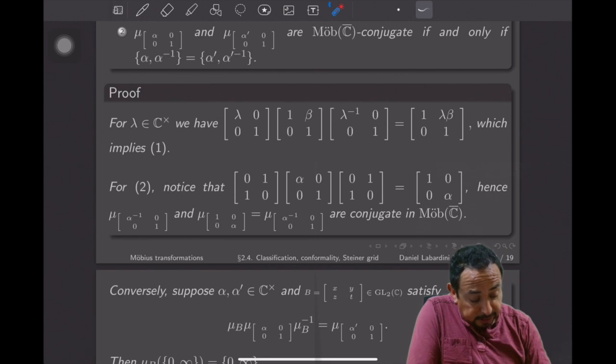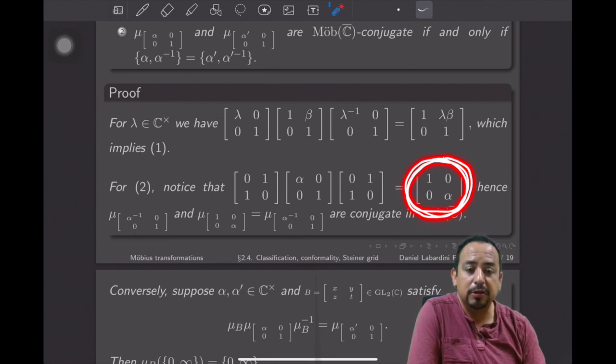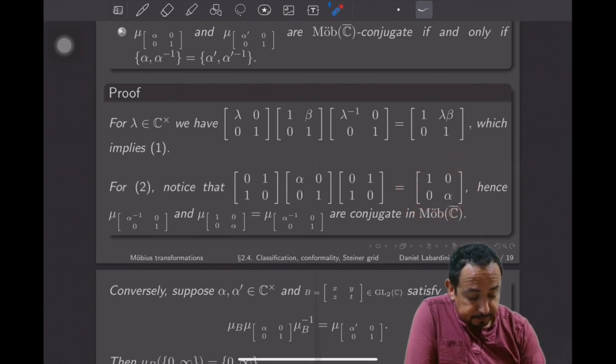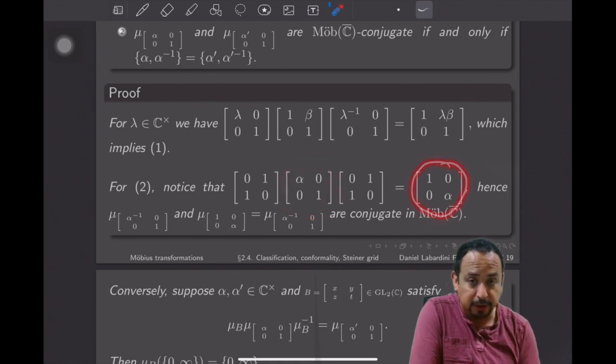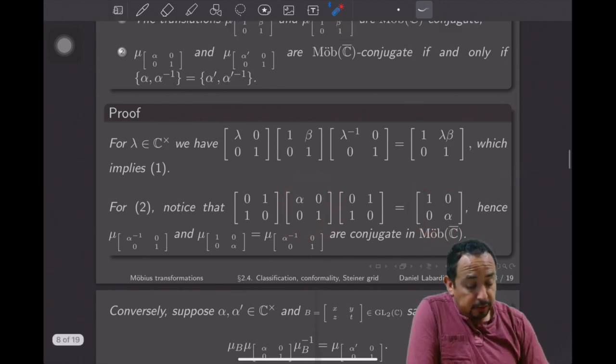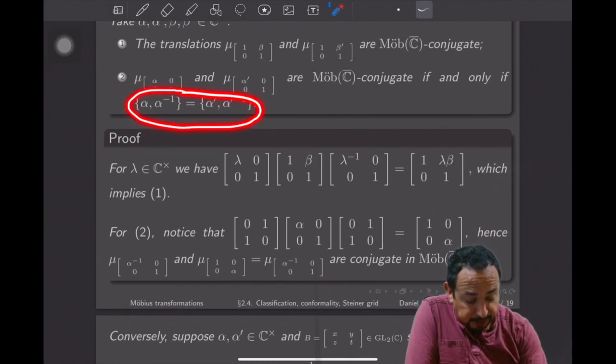And realize that the Möbius transformation associated to this matrix is precisely multiplication by 1 divided by alpha. Right? That is, I have this equality. So mu of multiplication by alpha is conjugate to multiplication by 1 over alpha, 1 divided by alpha. So this shows that if I have this equality, then these two are conjugate.